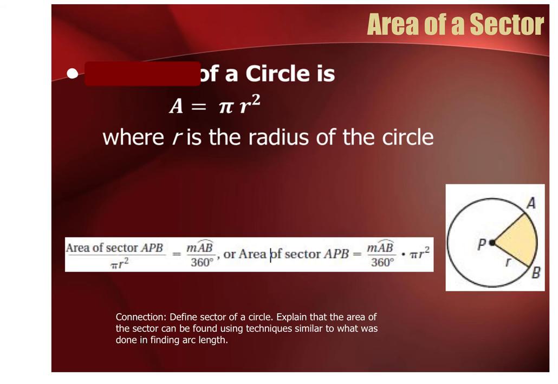And this is the actual definition, the actual formula for it. So you take the measure of the arc of AB, you divide it by 360, and then you use the area of the entire circle, and that will be the area of your sector. The area of a sector of a circle.